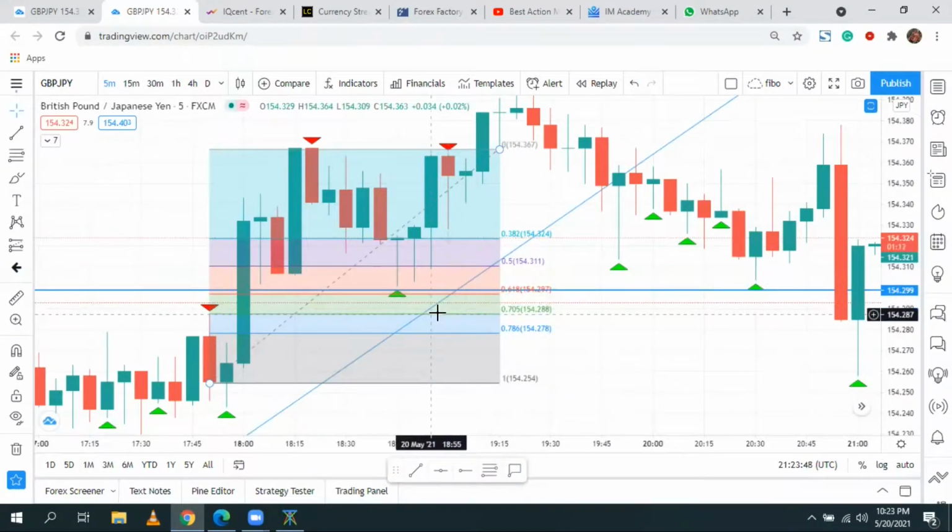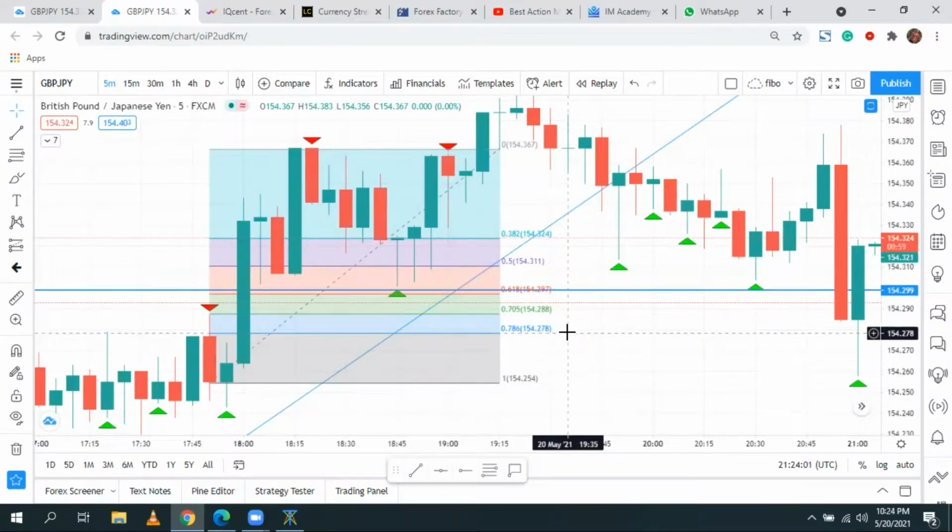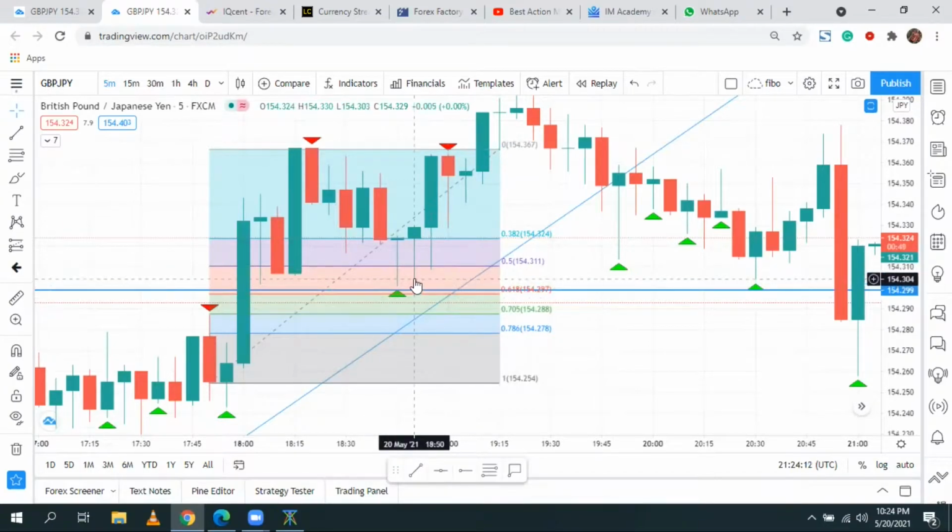But anytime you see the trade going beyond the 0.786 level, just leave that trade. We are looking for the retracement between the 0.5 to the 0.618, 0.786. But most times, the market retraces at the 0.5 to the 0.618 level.